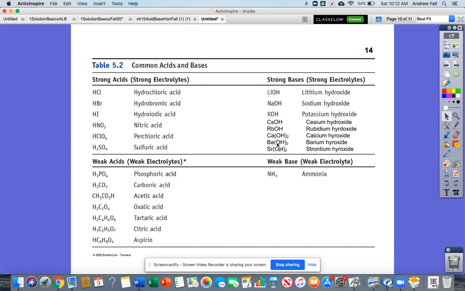But essentially, alkali and alkaline earth metal hydroxides, because they're very soluble, as you remember from the solubility rules, alkali metals pretty much dissolve with anything, these are all going to be strong bases. So all the alkali metal hydroxides, and then most of the alkaline earth metal hydroxides.